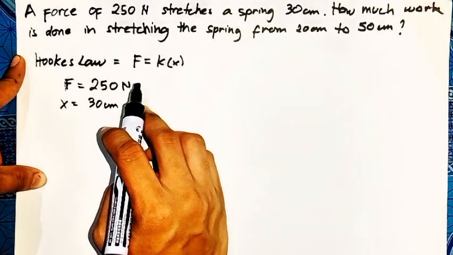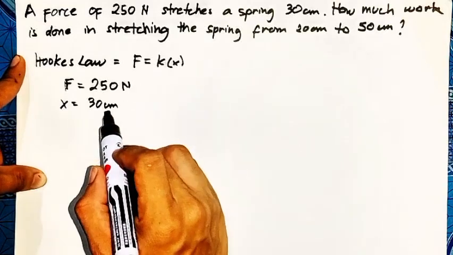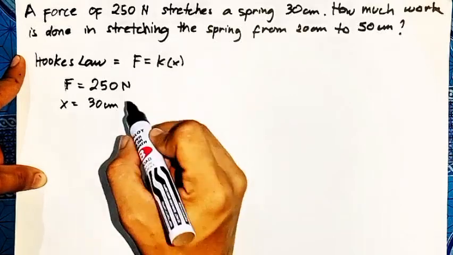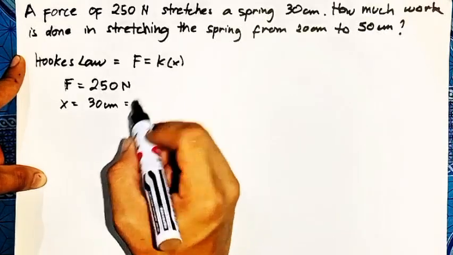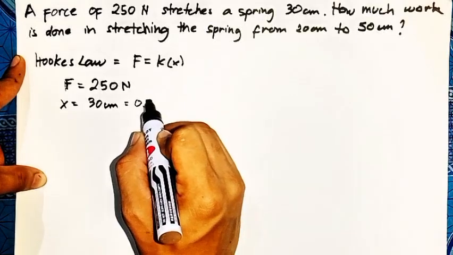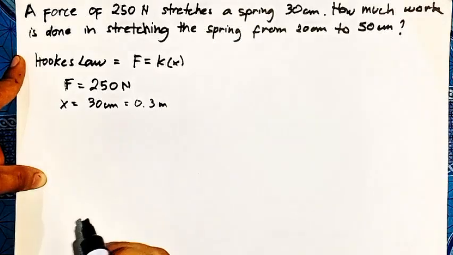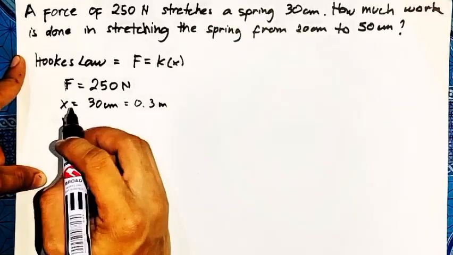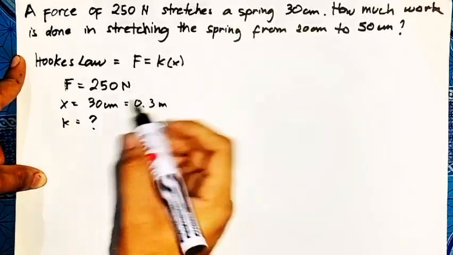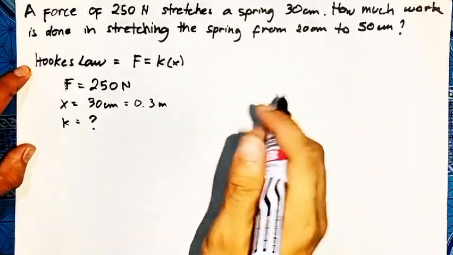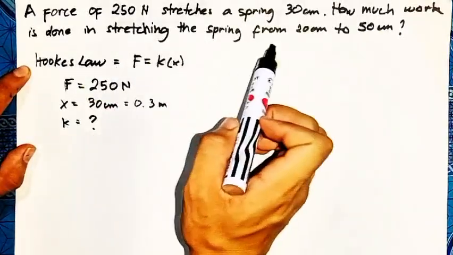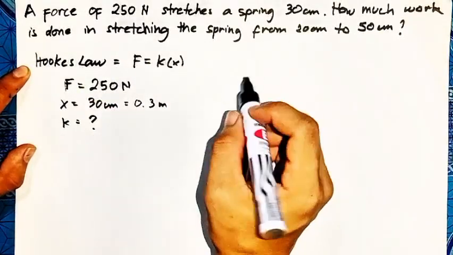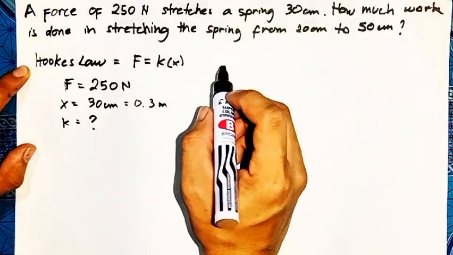Since a Newton is 1 kilogram meter per second squared, let's convert centimeters into meters. So 30 centimeters is equivalent to 0.3 meters. Next, we need to find K, our spring constant. Next, we are stretching the spring from 20 centimeters to 50 centimeters, so we have a lower and upper limit.